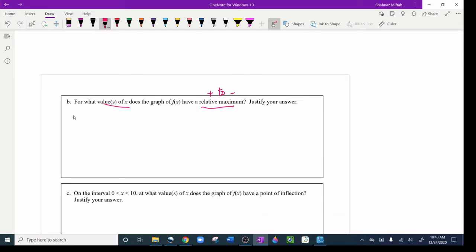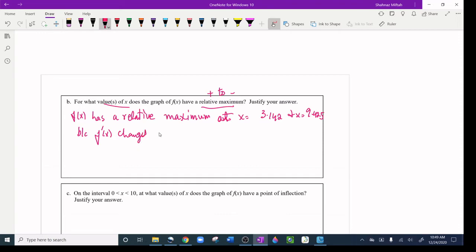Part B: f of x has a relative maximum at x equals 3.142 and x equals 9.425, because f prime of x changes signs from positive to negative.